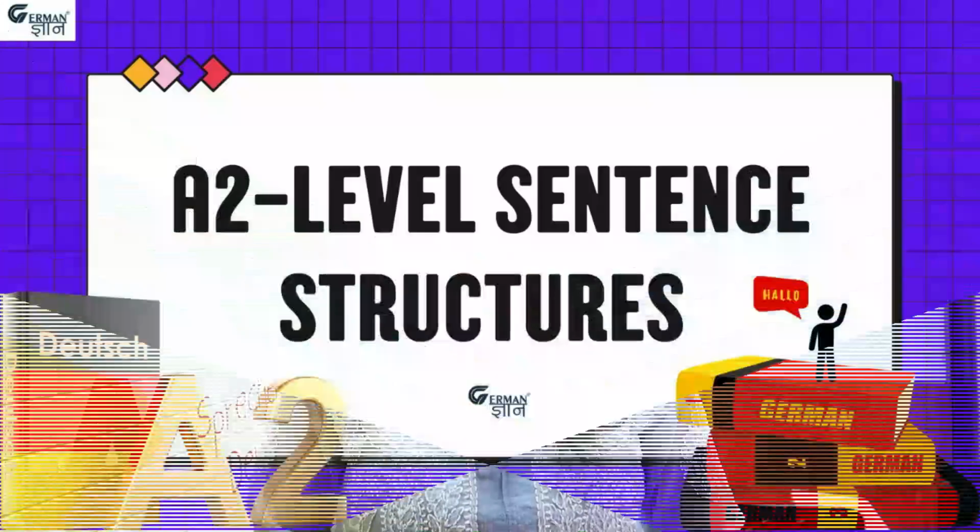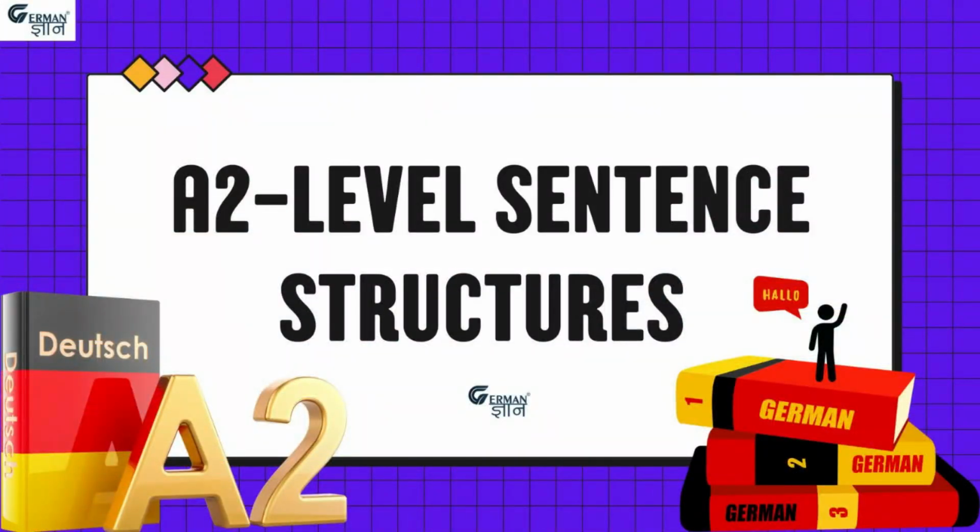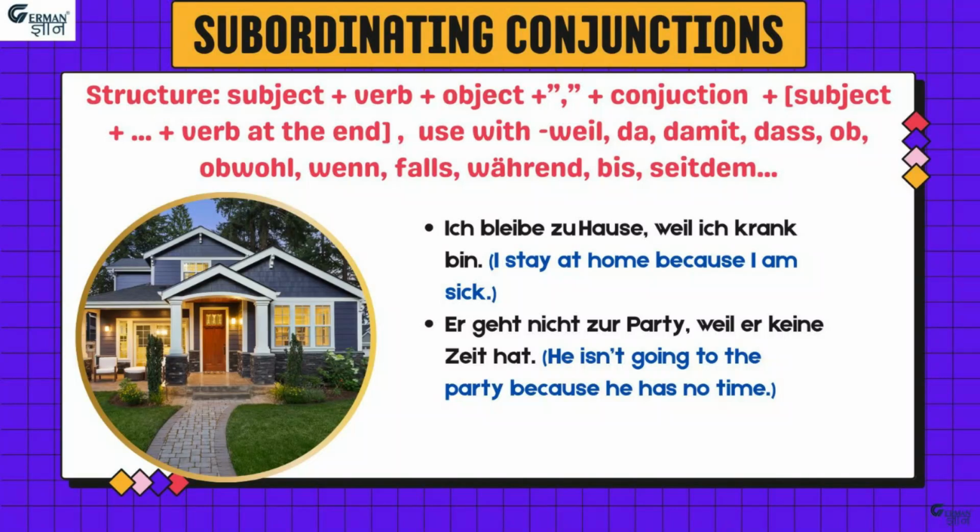Let's start this video because I am very excited. Are you? Let's go. German A2 level sentence structures. The first sentence structure is of subordinate conjunctions. Subordinate conjunctions are connectors which connect two sentences. The first sentence is the main clause and the second sentence is the subordinate clause.